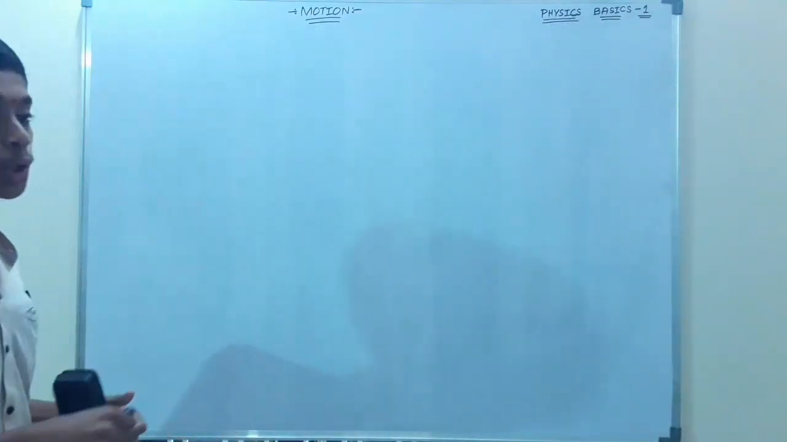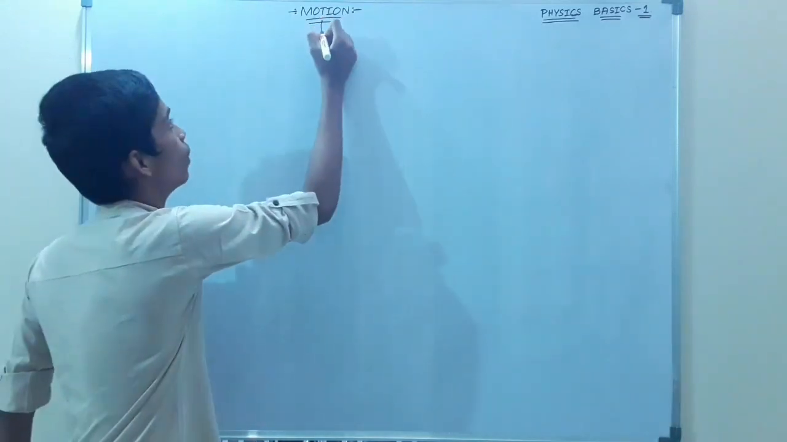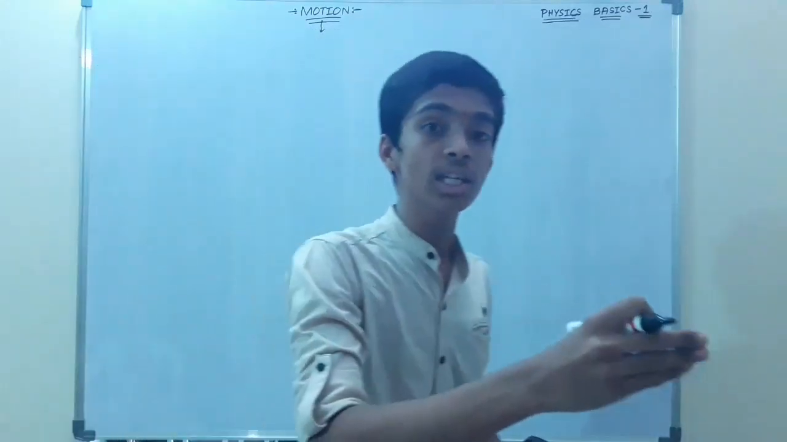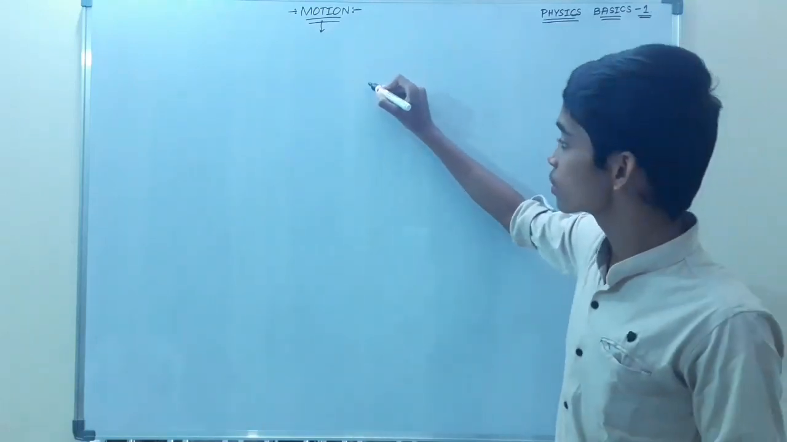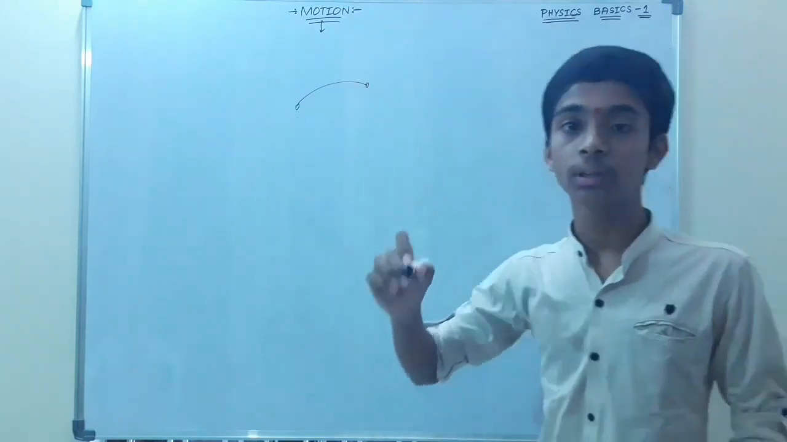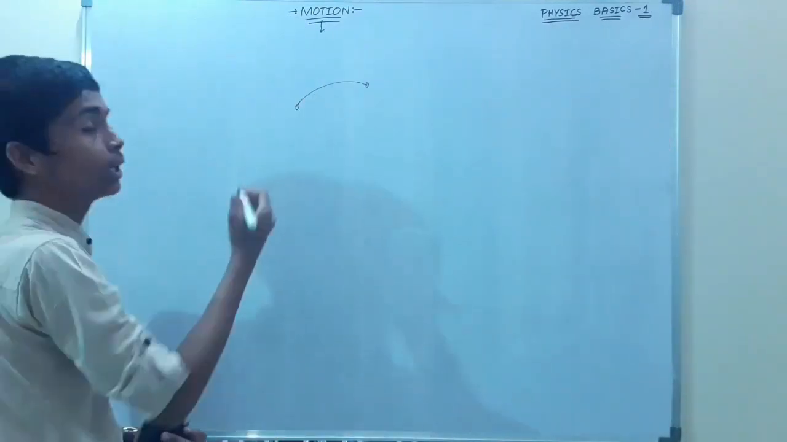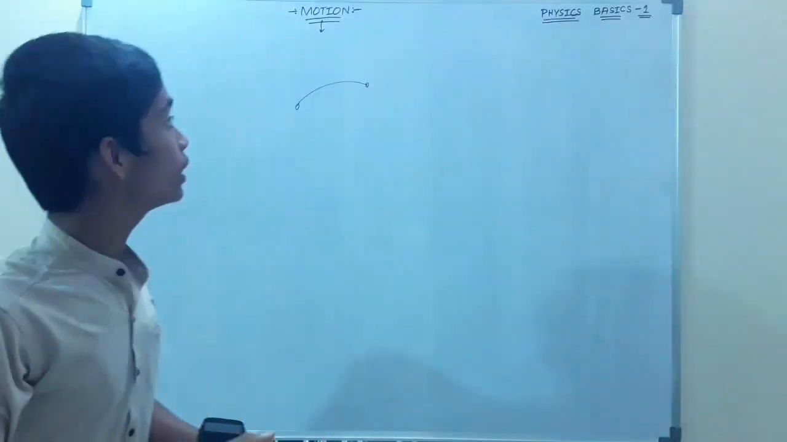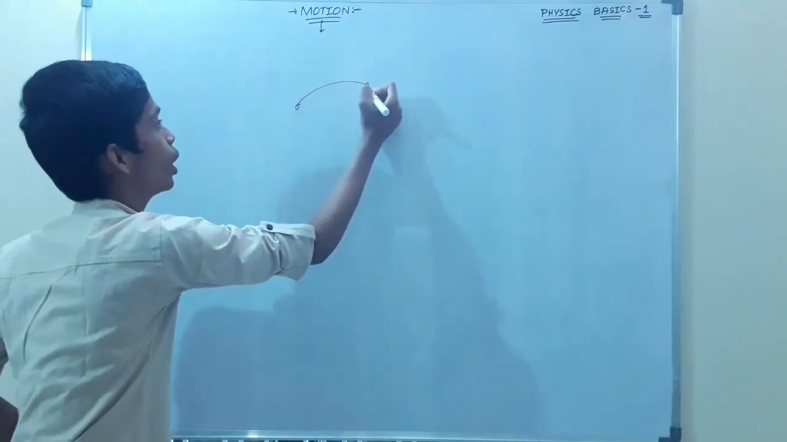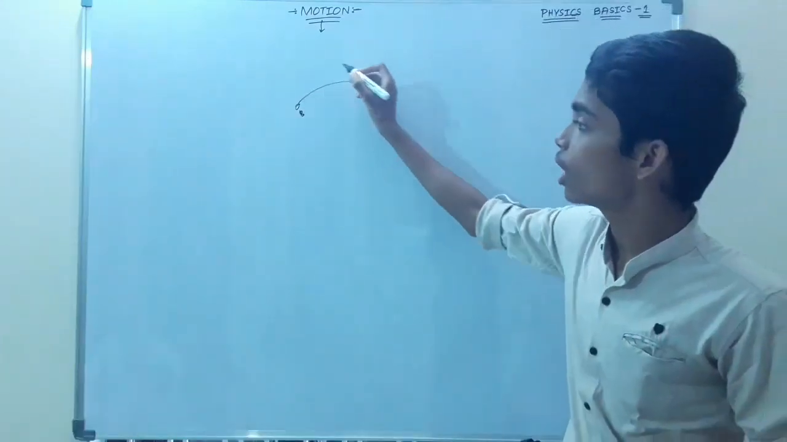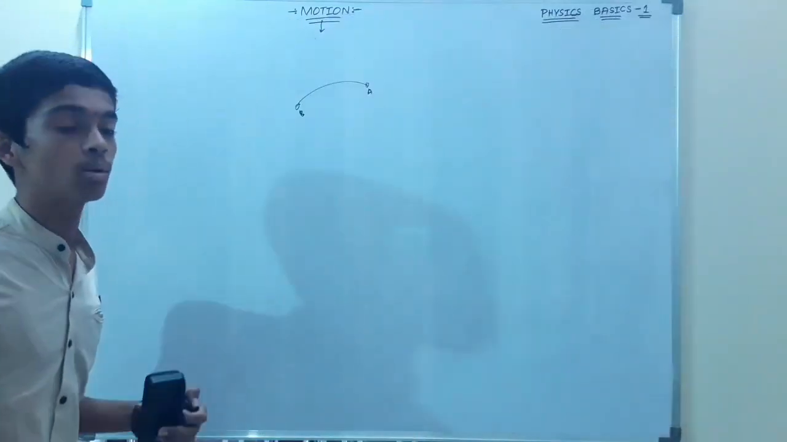And what is motion here? A body is said to be in motion when it is changing its position. Suppose a body is here, it is changing its position to here along with the time. That means taking the time into consideration, we are going from here to here, point A to B. We are changing our position. So it is called motion.